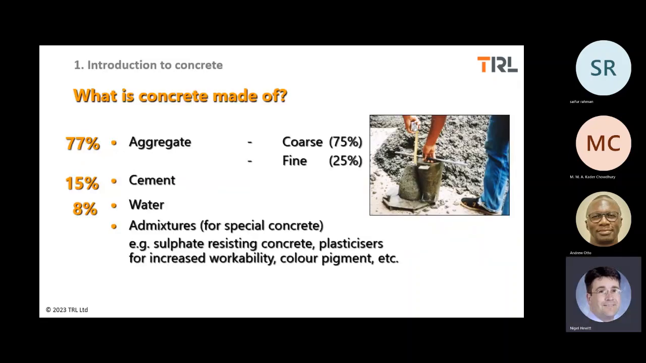Okay, so let's start with the basics. What is concrete? Well, it's approximately 77% aggregate, comprising coarse and fine, approximately 15% cement, and 8% water, plus any admixtures that you add in.